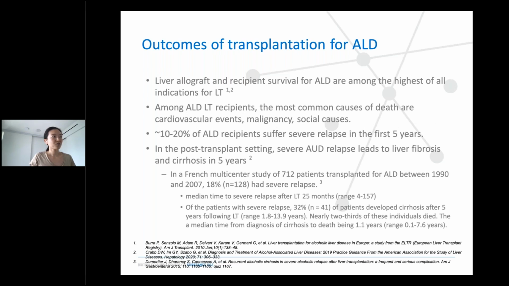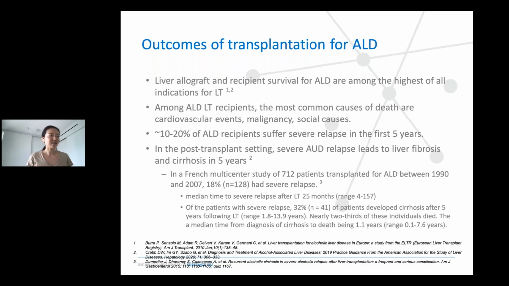But how do patients do after receiving a transplant for alcohol-related liver disease? In summary, they do quite well. Liver allograft and recipient survival are among the highest for all indications of liver transplantation. 1-year survival is as high as 80 to 90%. 3-year survival is about the high 70s to 80s. 5-year is about the 70s as well.